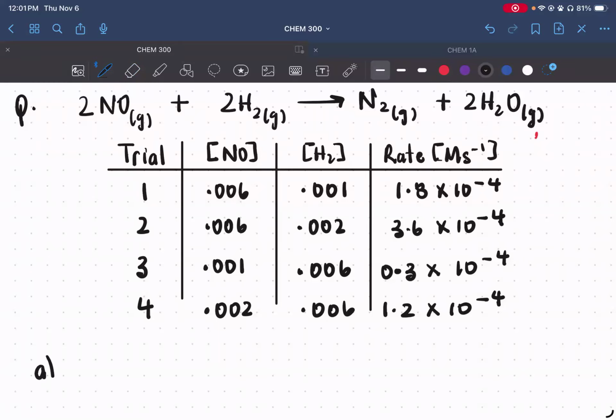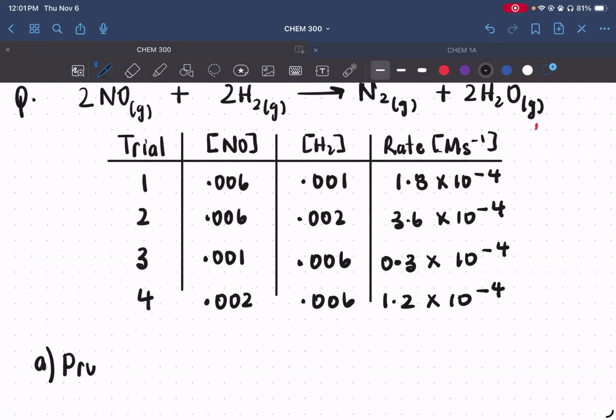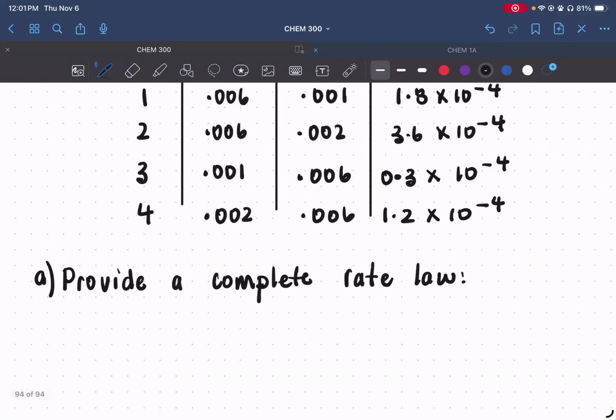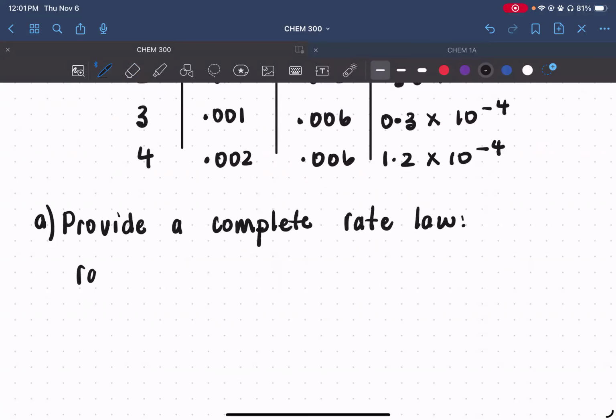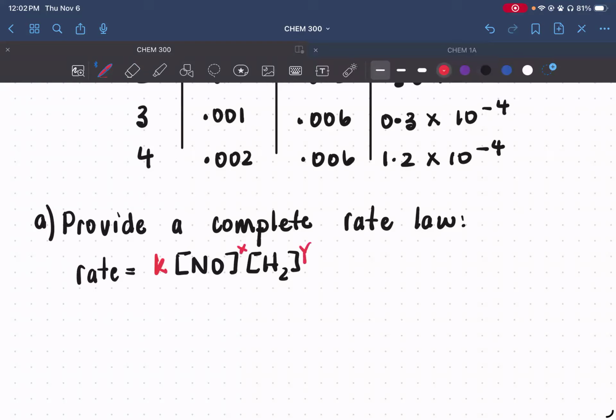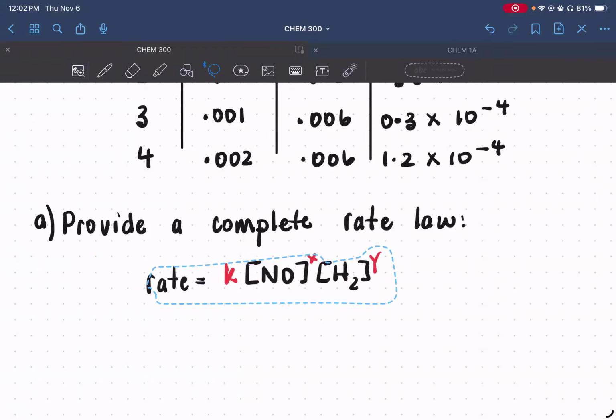First question. Provide a complete rate law expression. We know, of course, that the generic form of the rate law expression is rate is equal to k multiplied by the reactants, each raised to some number, here represented as x and y. So the first question is really asking us, hey, calculate these values.